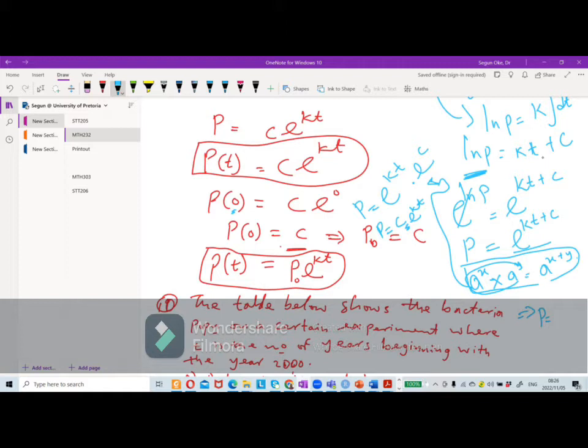I put 0 here, it turns to P of 0 equals C, since t multiplied by k is 0. Exponential raised to power 0 is what? 1. Press your calculator, you will get 1. Then 1 multiplied by C gives me C. It simply means that P naught, that is P of the initial condition, is equal to C. So anywhere I see C, it simply means the initial population. That was what we did.